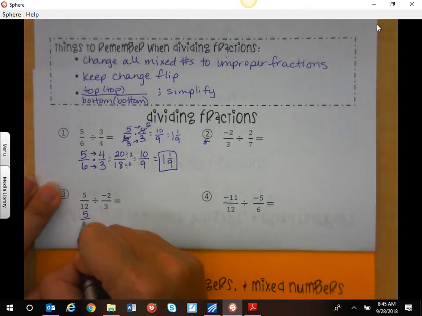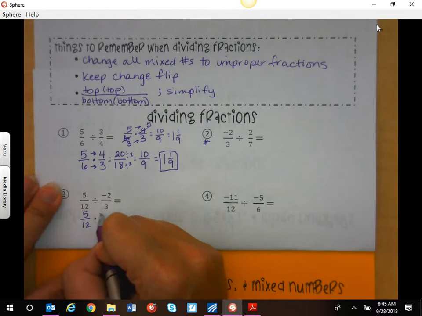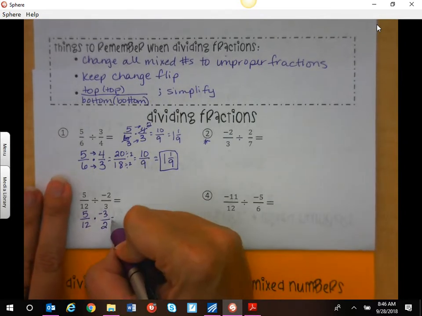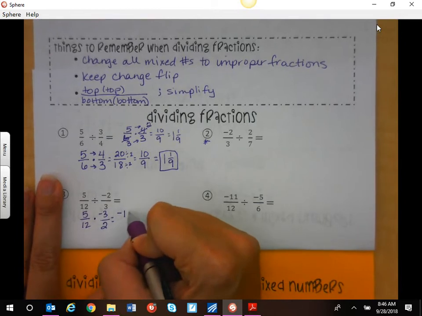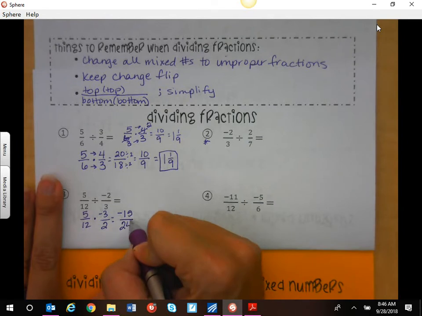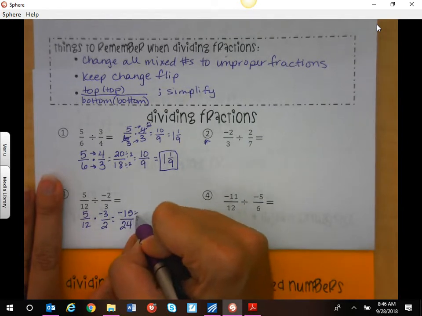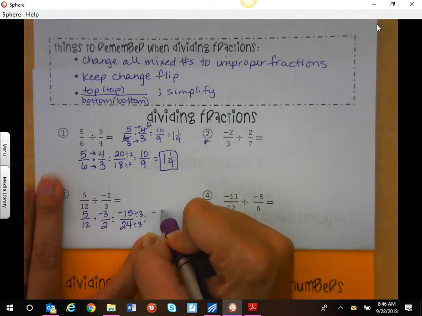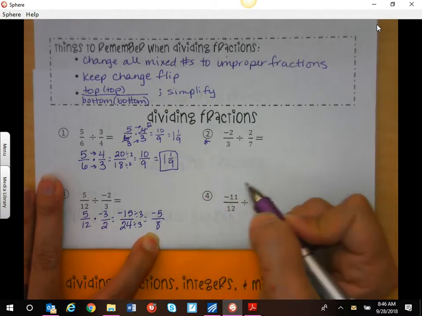Keep, change, flip. I'm going to show you both ways. Top times top, a positive times a negative is a negative, over 24, bottom times bottom. And this will reduce by 3 for a negative 5 over 8.